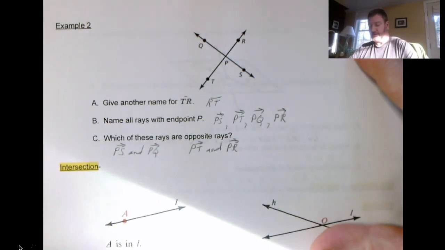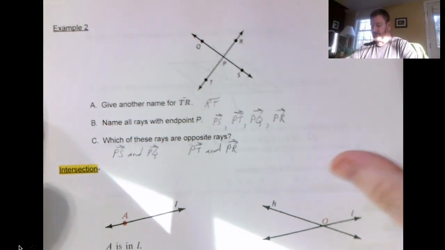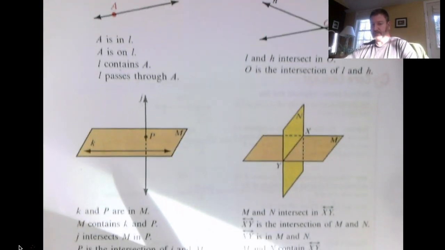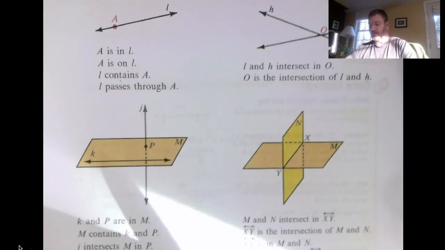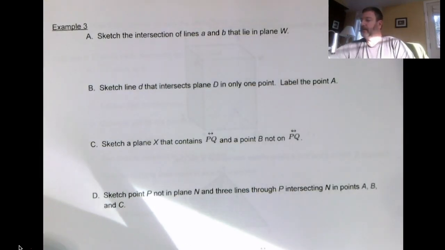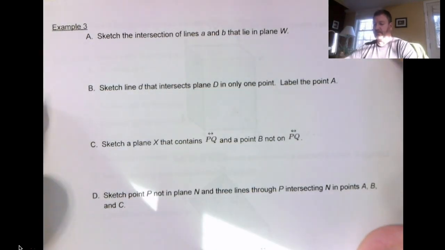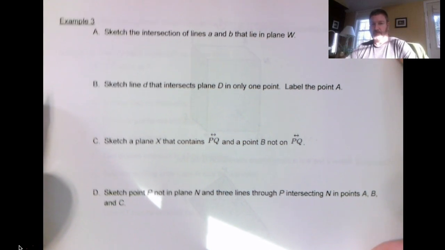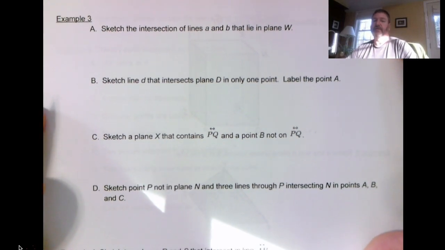We have another word here that you have to define, intersection, and then I have a whole bunch of visual diagrams of different types of intersections that you're going to want to read and take a look at and get to know. And we'll move on to example 3. Sketch the intersection of lines A and B that lie in plane W. So we want to sketch the intersection of lines A and B that lie in plane W.